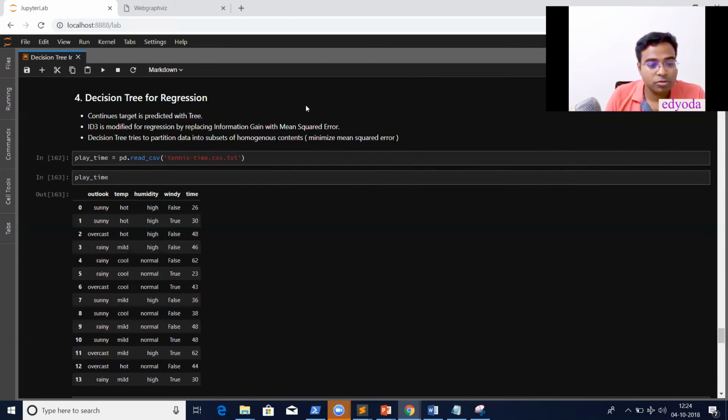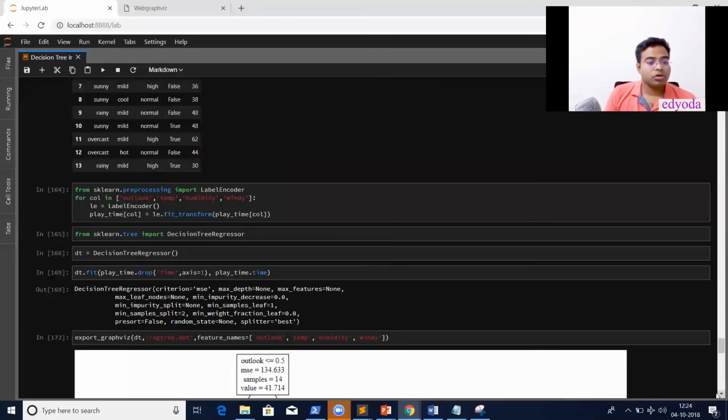So let's understand the data again with tennis data. It tries to minimize the mean squared error. This is your feature data, and the target is continuous here: the time for which people will play tennis, the minutes, I guess. And this is the data for the weather factors.